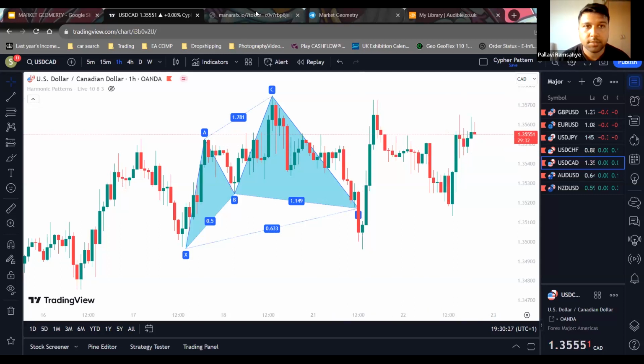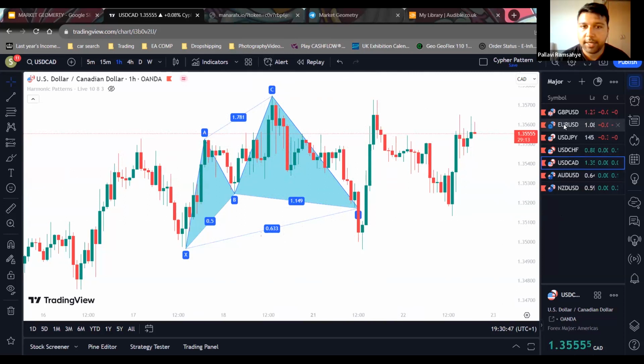I will go into the Monero scanner and we'll look for buys and sells. It's simply the same process. Instead of doing it for a bullish pattern, you'll have the same retracements for a bearish Cypher pattern as well.